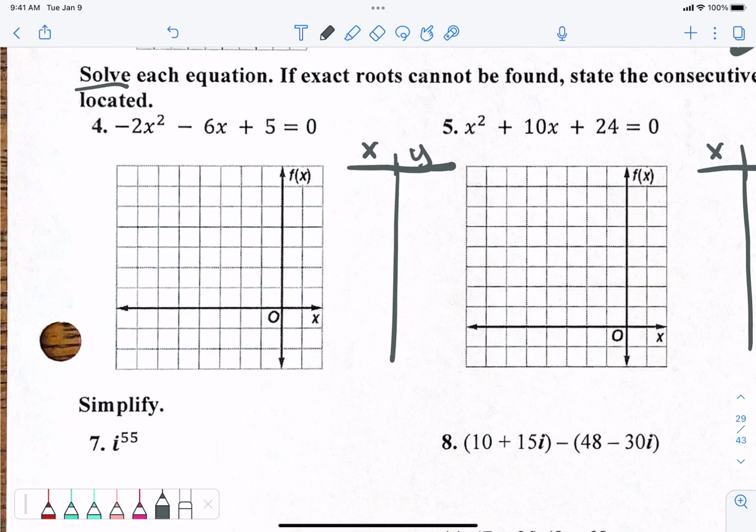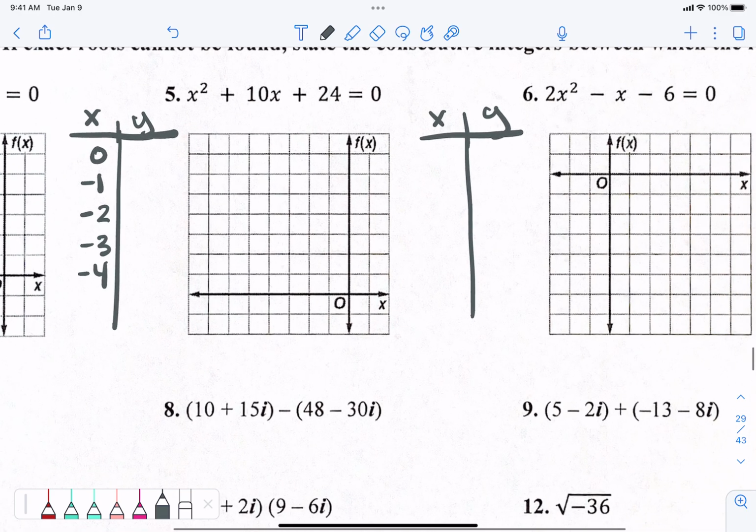Are you gonna give us the X values on the test? Hold on. Let's go 0, -1, -2, -3, -4. Let's do that. Yes, I will probably. I don't remember, but we'll say I will. Please.